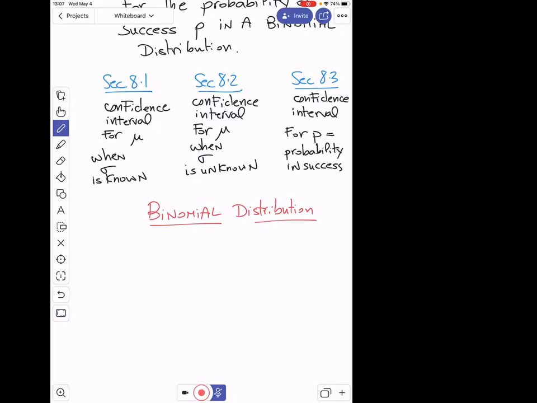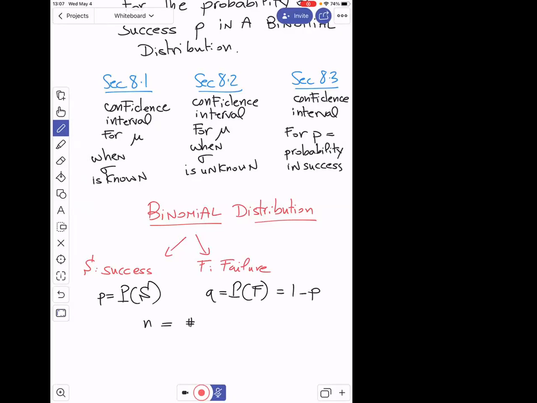So in a binomial distribution, of course, we have two outcomes. There's a success, capital S, and there is a failure, capital F. There is a P, which is the probability of success, and there's a Q, which is the probability of failure, which we said is always 1 minus P. There is N, the number of trials, and there is R, our variable, which is the number of successes.